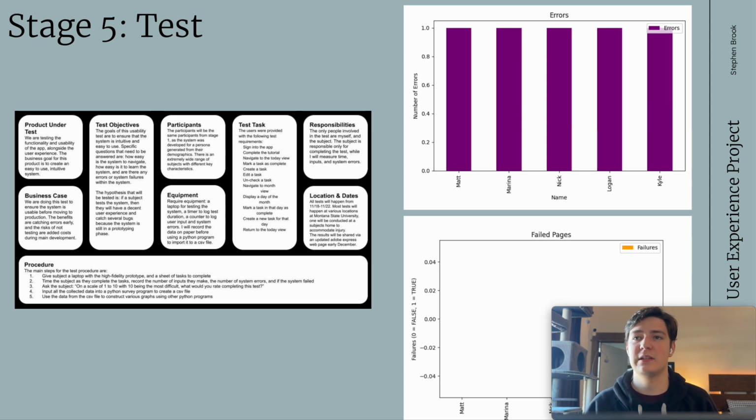So on this screen here, you can see that I've made graphs for the errors and failed pages. I think it's pretty important to note that the system never failed. Each of the users were completely able to finish all of the tasks required of them. But it's also important to note that each user encountered a single error. And it turns out this is actually due to a bug in the Figma software that I used to develop a high fidelity prototype.